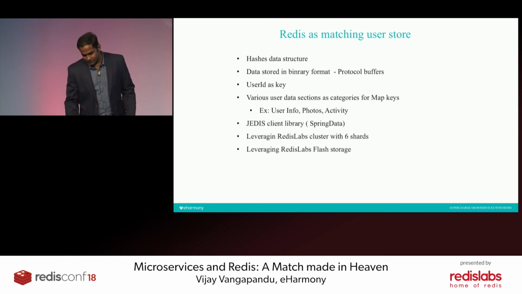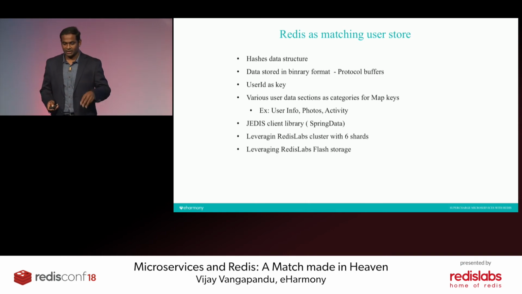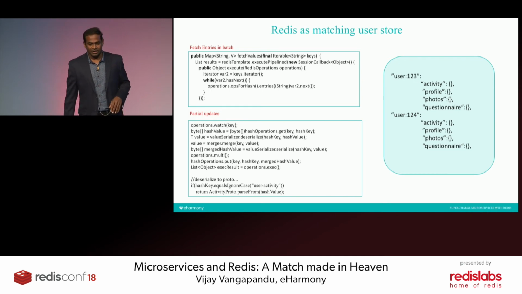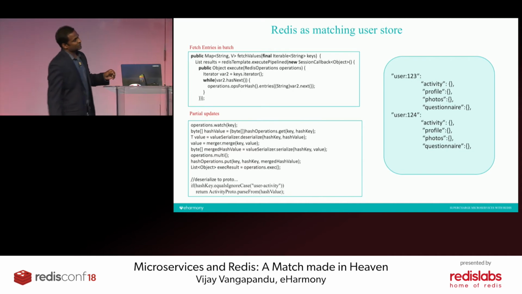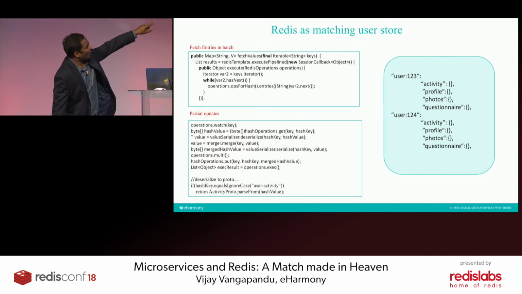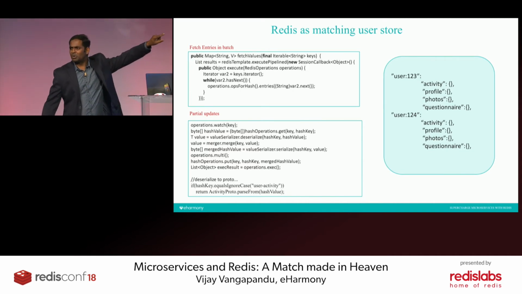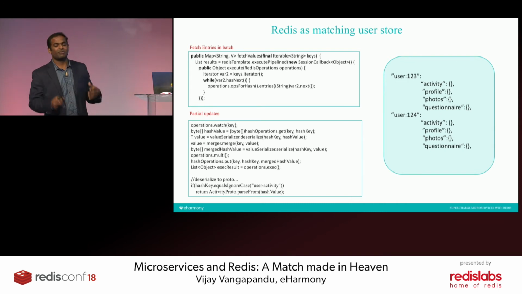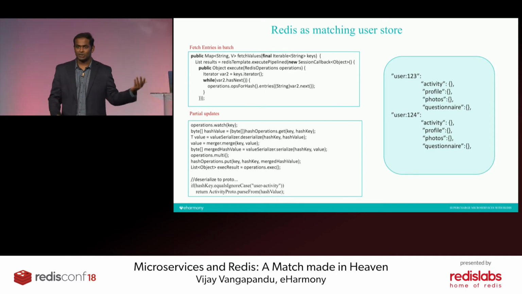So next one is, again, we are leveraging the Redis Labs cluster with 6 shards, 3 primary and 3 secondary, and leveraging the Redis flash storage. At very high level, this is what we do. I'm going to talk about a few things here. You have pipeline. I'm pretty sure you might have attended other Redis sessions. The pipeline is basically if you want to execute multiple commands in one go, you can use the pipeline.